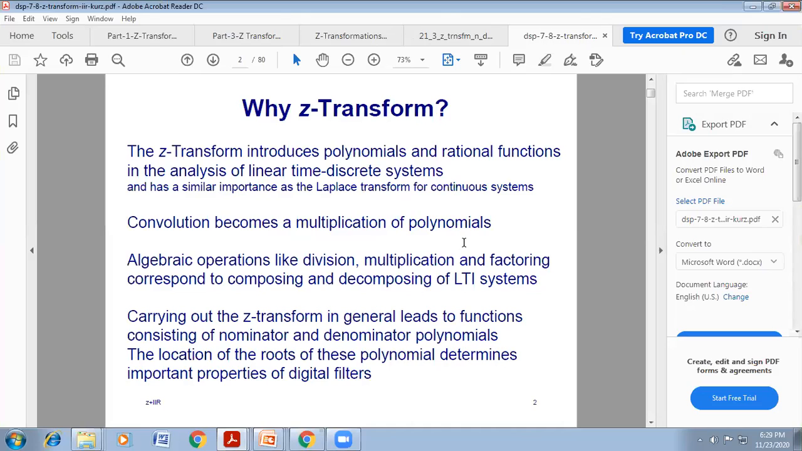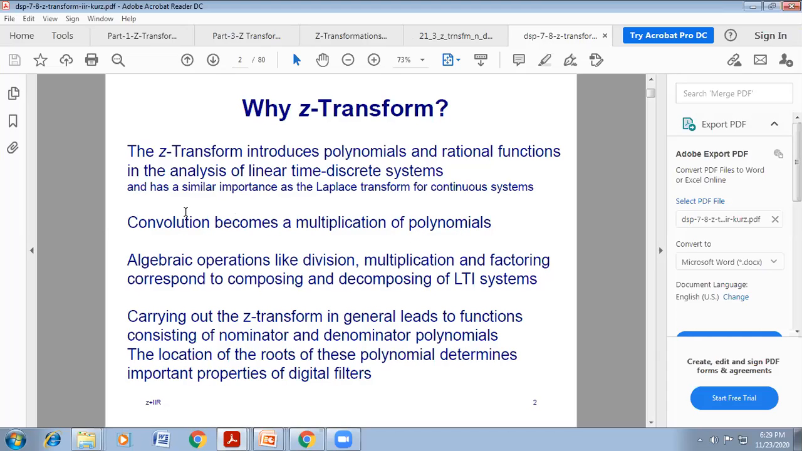Actually, why Z transformation? We have studied about this. There are different types of application of Z transformation. The Z transformation introduced polynomials and rational functions in the analysis of linear time discrete systems, and it has a similar importance as the Laplace transformation for continuous systems. You must know, for continuous systems we have to apply Laplace transformation. Convolution becomes a multiplication of polynomials.